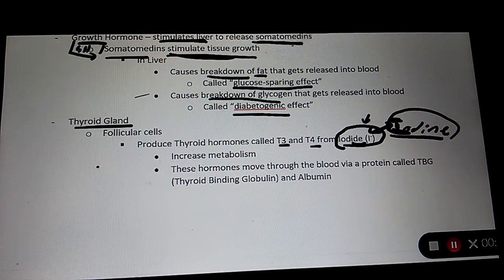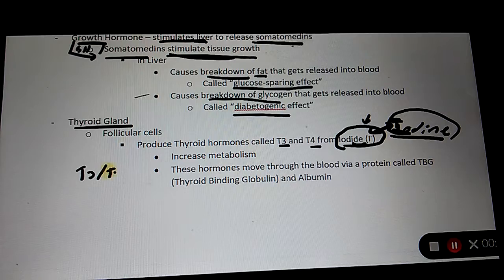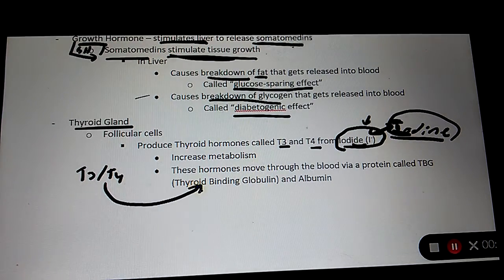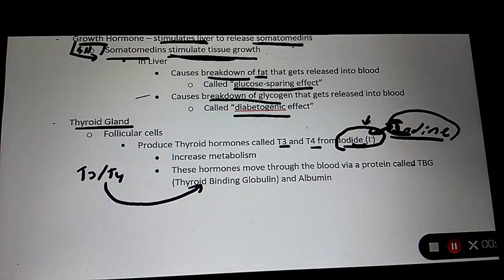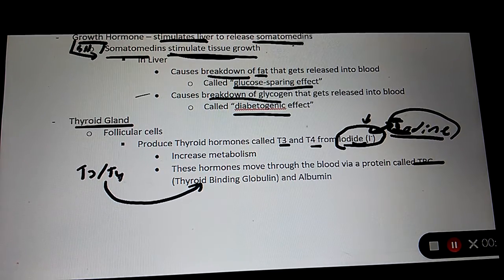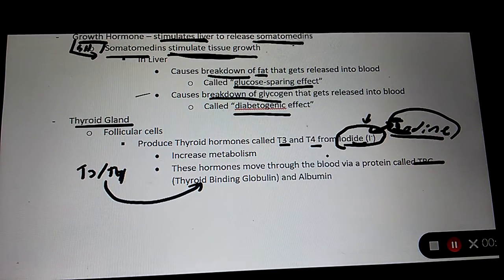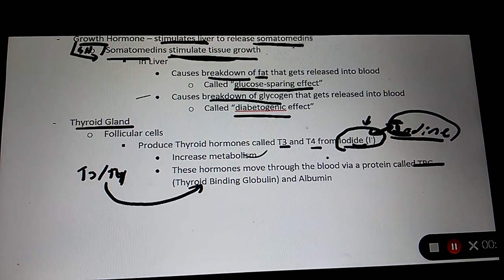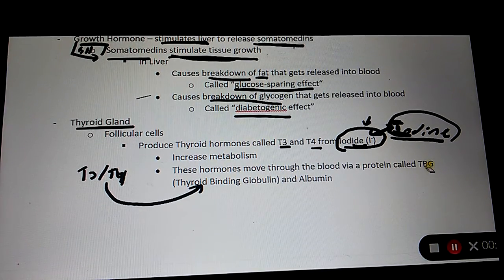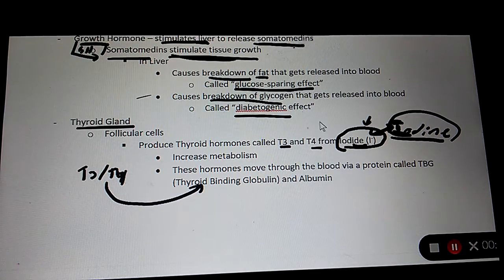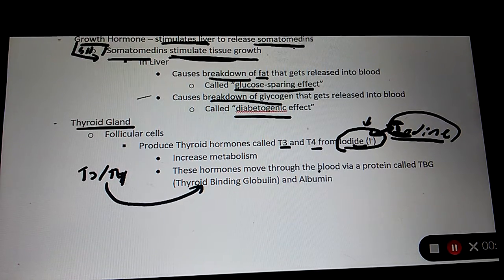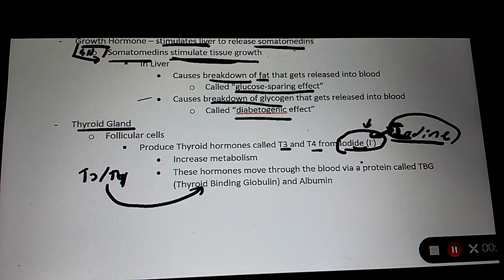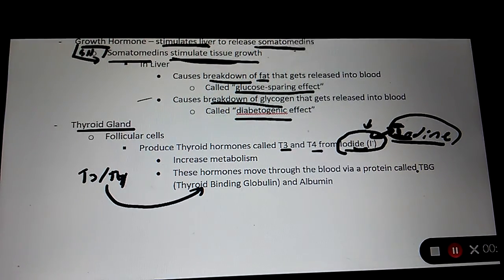Now, does T3 and T4 need a carrier? Yes. What's the name of the carrier? Thyroid binding globulin, or TBG. Okay? So how does T3 and T4 move through the blood? Using TBG. What does T3 and T4 use to travel through the blood? TBG. What does TBG stand for?